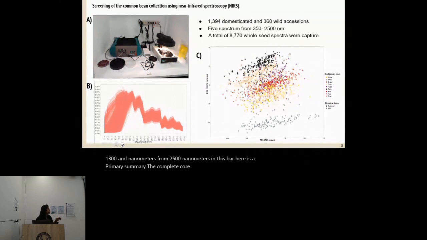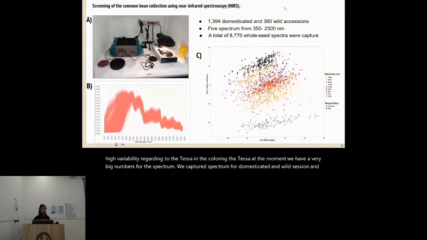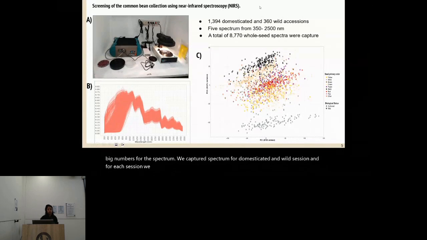You can see in this part the high variability regarding the testa, the color in the testa. At the moment, we have a very big number of spectra. We captured spectra for domesticated and wild accessions. And for each accession, we captured 5 spectra. And at the moment, we have more than 8,000 spectra for the collection.